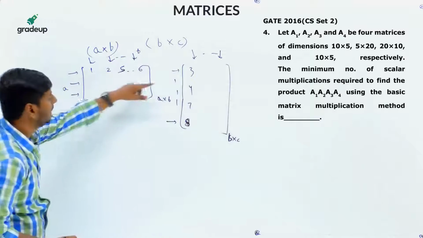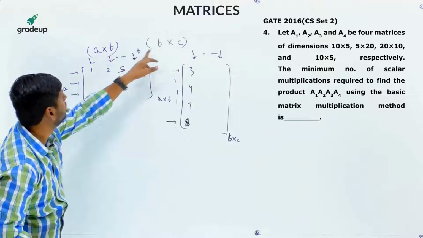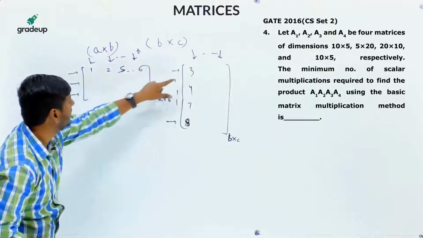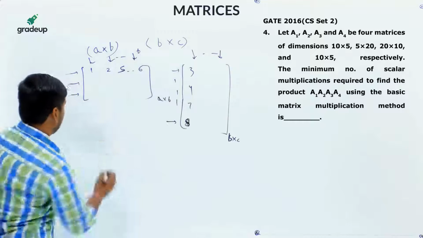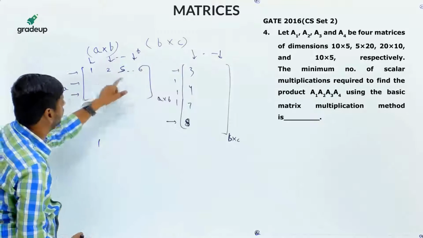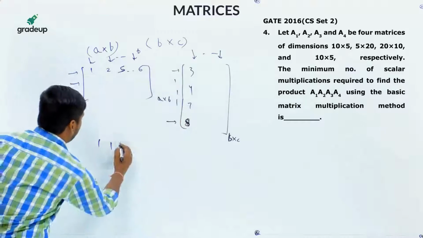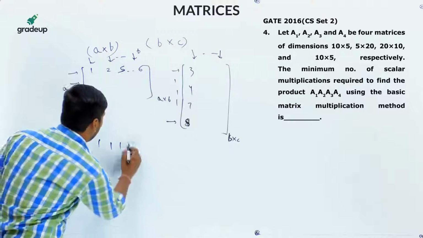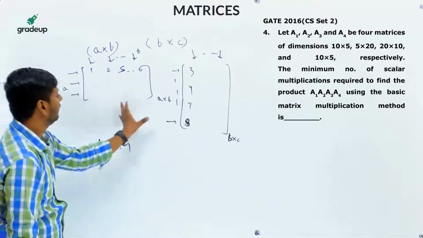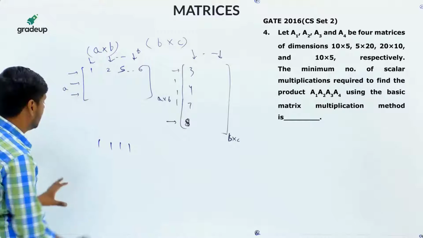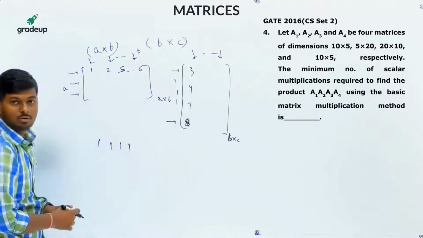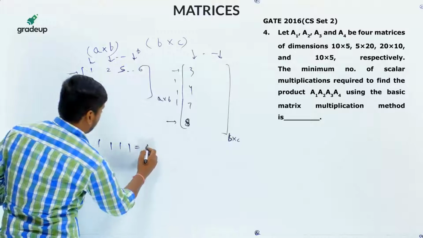So the number of multiplications, if I took B equals 4, is: 1 into 3, one multiplication; 2 into 4, one more multiplication; 5 into 7, one more multiplication; 6 into 8, one more multiplication. If we have to multiply these 2 matrices, the number of multiplications is equal to 4.